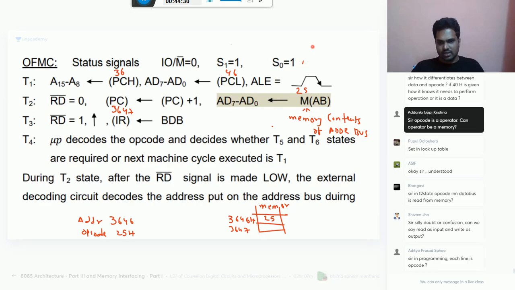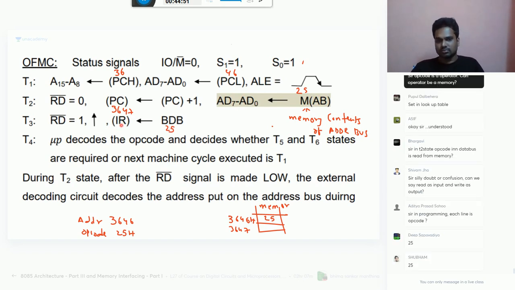Just wait. Listen here. So this 25 will come here. Then read bar signal is equal to 1. That is, read is completed. Then the instruction register will contain the bidirectional data bus contents. What is the bidirectional data bus having now? This 25 will be coming to the instruction register.